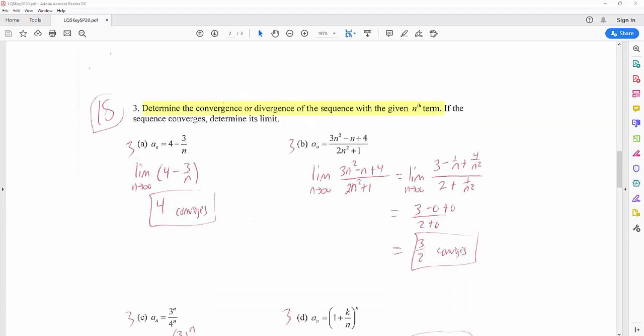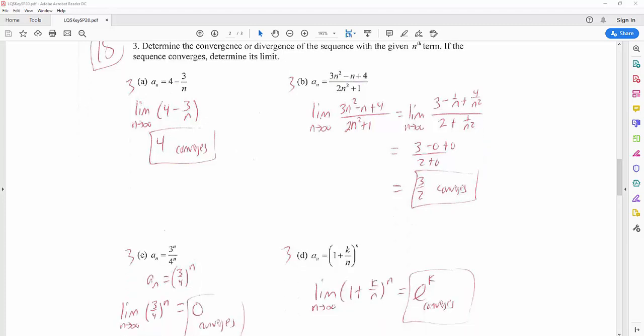Folks, the directions are: determine the convergence or divergence of the sequence with the given nth term. If the sequence converges, determine its limit. These are sequences we're talking about. So in A, you were given the sequence a sub n equals 4 minus 3 over n. To determine if a sequence converges or diverges, you have to take the limit as n goes to infinity. Well, the limit as n goes to infinity of 4 minus 3 over n is just 4. So that sequence converges.